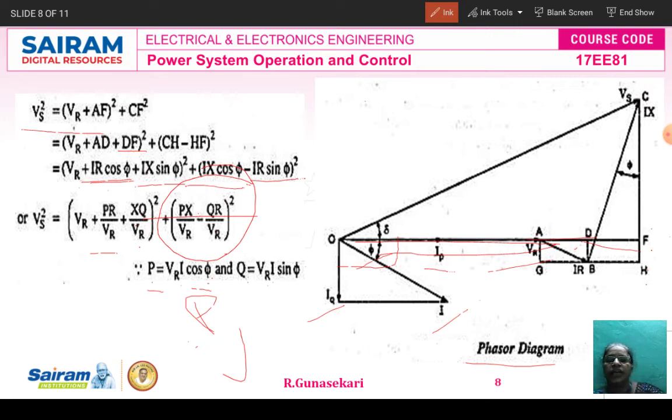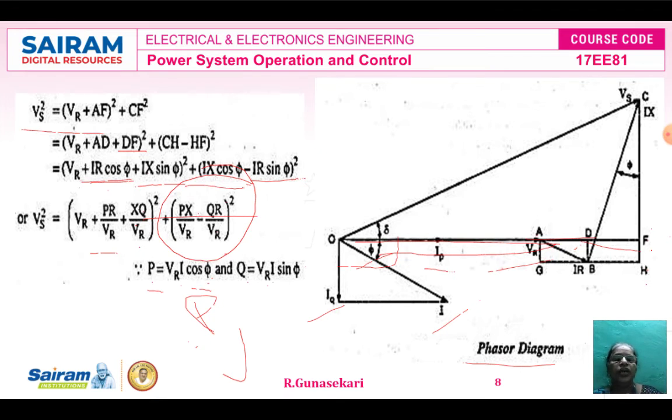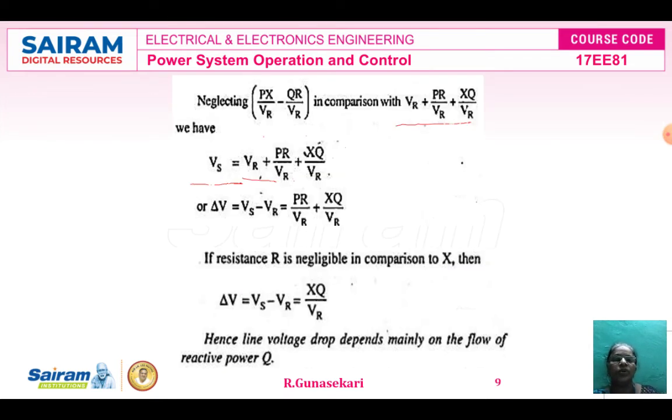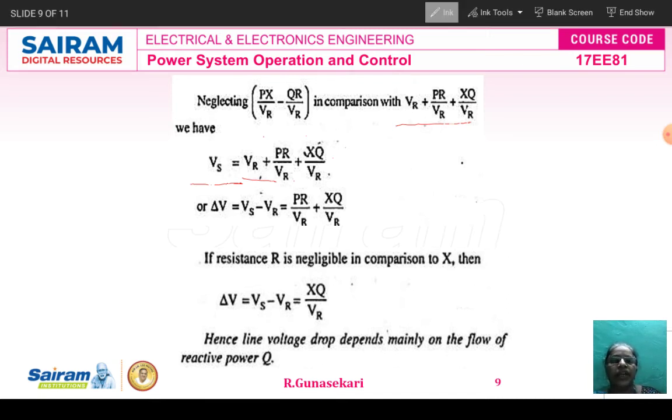Finally we are getting Vs squared equal to VR plus PR divided by VR plus XQ divided by VR, the whole square. Now you see, in the same equation you can take the root, the square is cancelled. Finally we are getting Vs equal to VR plus PR divided by VR plus XQ divided by VR. This term is neglected. After neglecting this term we are getting this one.